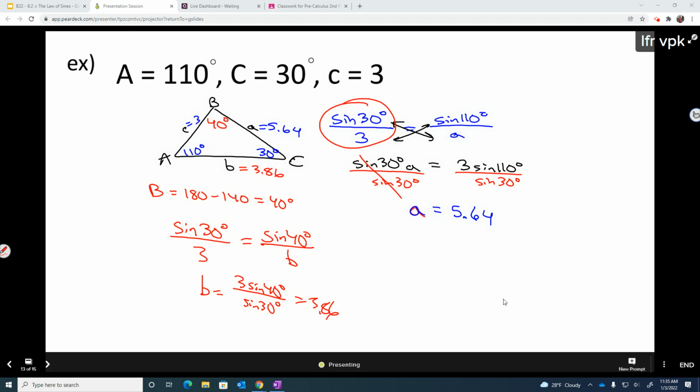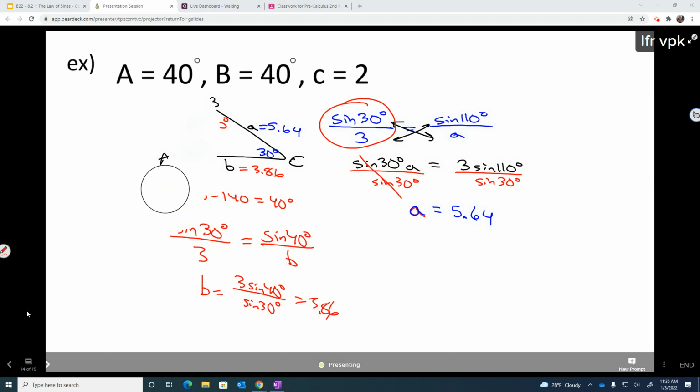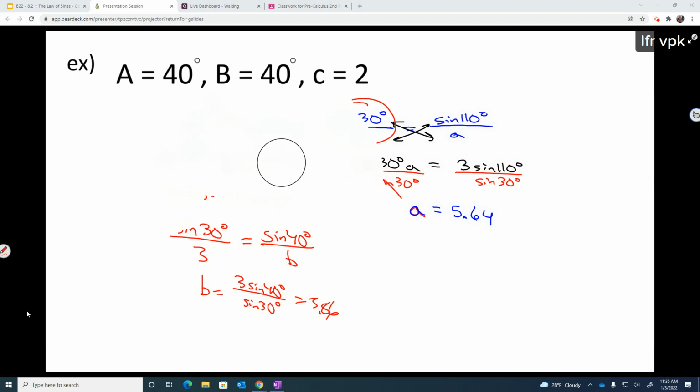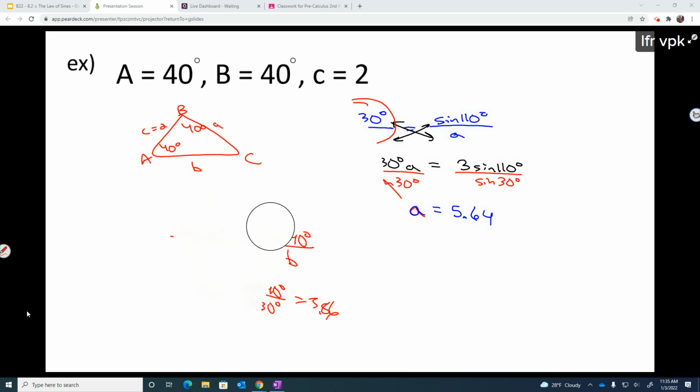Guessing you got a handle of it now. So we won't do a whole other one, but I just want to show you. This one is an example of just going to draw it really quick. A B C, 40 degrees, 40 degrees, and then C is 2. So we're not actually given a pair on this one, right? We're not given a big B and little b, or a big A and little a.